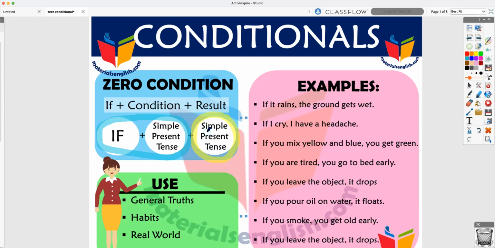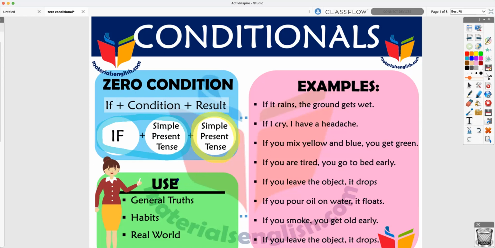And the second sentence becomes our result. Result of what, teacher? Result of the condition that we already mentioned. Entonces, la segunda oración nos va a mostrar un resultado, digamos como una consecuencia de la condición que planteamos en esta primera if clause.